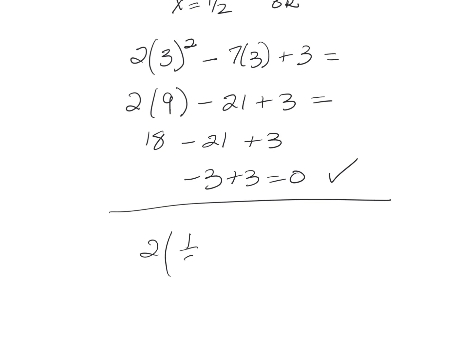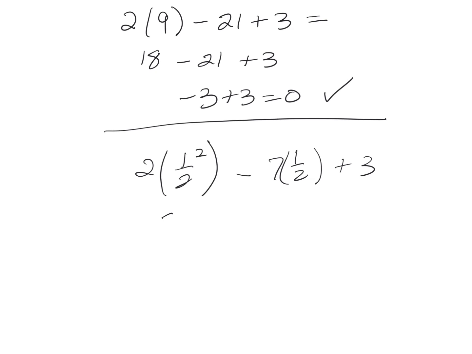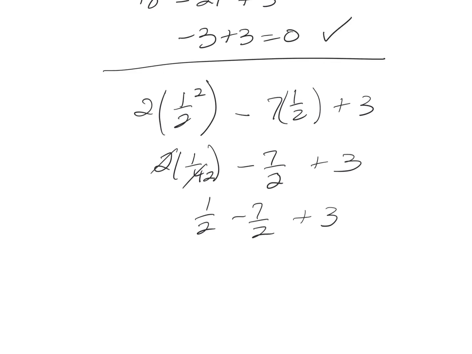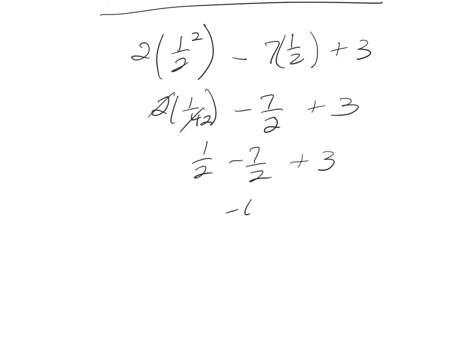2 times 1/2 squared minus 7 times 1/2 plus 3. This is 2 times 1/4 minus 7/2 plus 3. Cancel, cancel. This is 1/2 minus 7/2 plus 3. This is negative 6/2 plus 3. Negative 6 divided by 2 is negative 3 plus 3, which is 0.